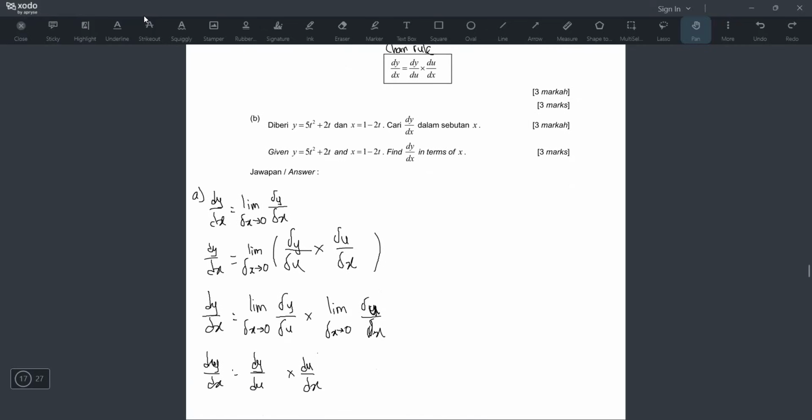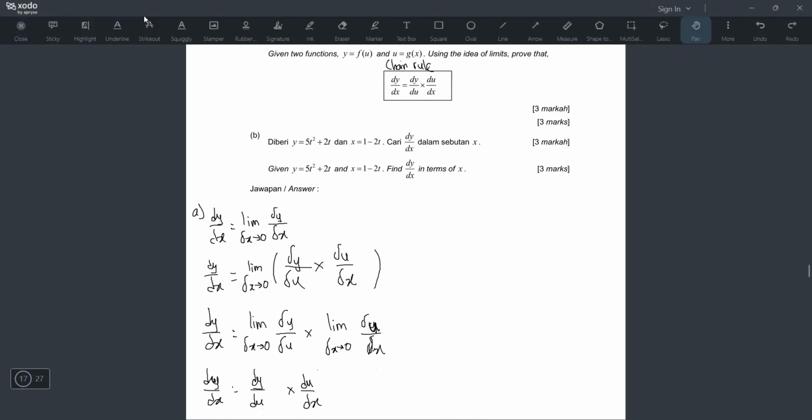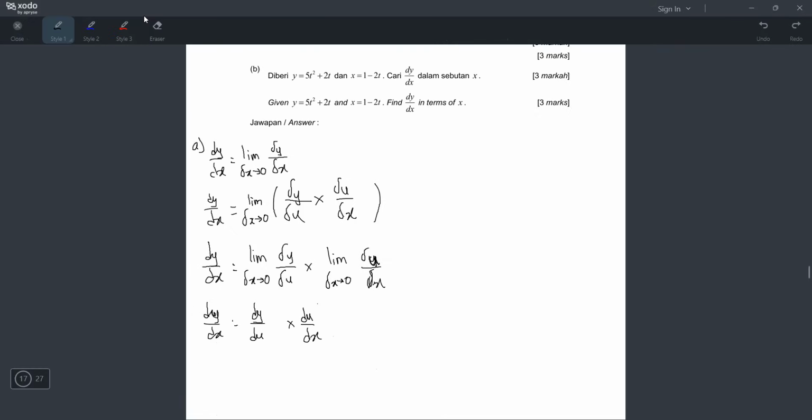It's worth 3 marks only, so I don't think you need to do more. I think this is good enough. So we can just write the word proven here. Yeah, this is how I would do it.